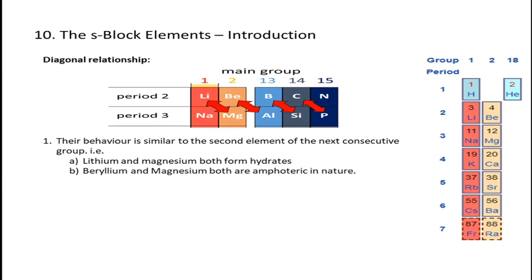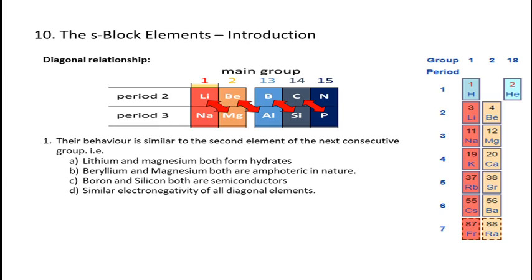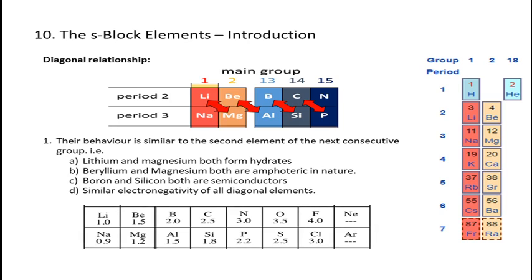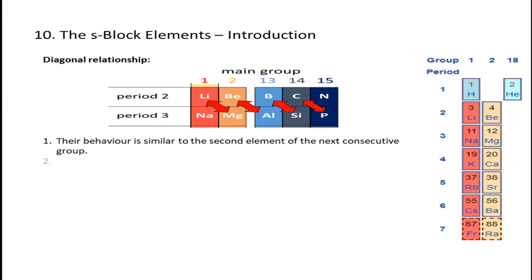Beryllium is more similar to aluminum because beryllium and aluminum both are amphoteric in nature. They react with acids as well as bases. Boron is more similar to silicon as both are semiconductors. If we talk about the electronegativity of elements in the second and third period, we see that electronegativity is more similar for most diagonal elements as compared to the adjacent left, right or top down elements. This diagonal relationship is seen to arise because of similarities in the ionic sizes and the charge by radius ratio of these ions.